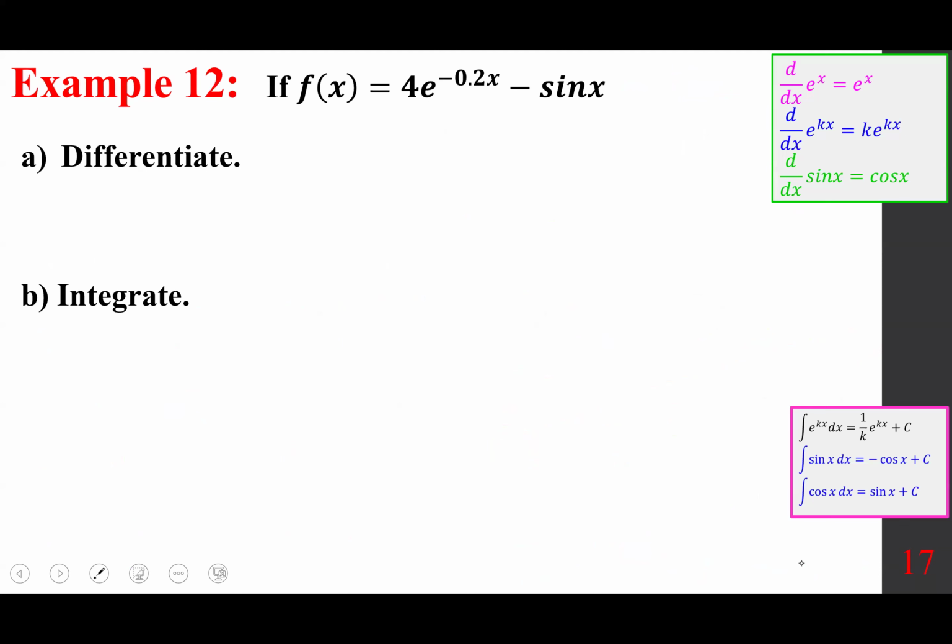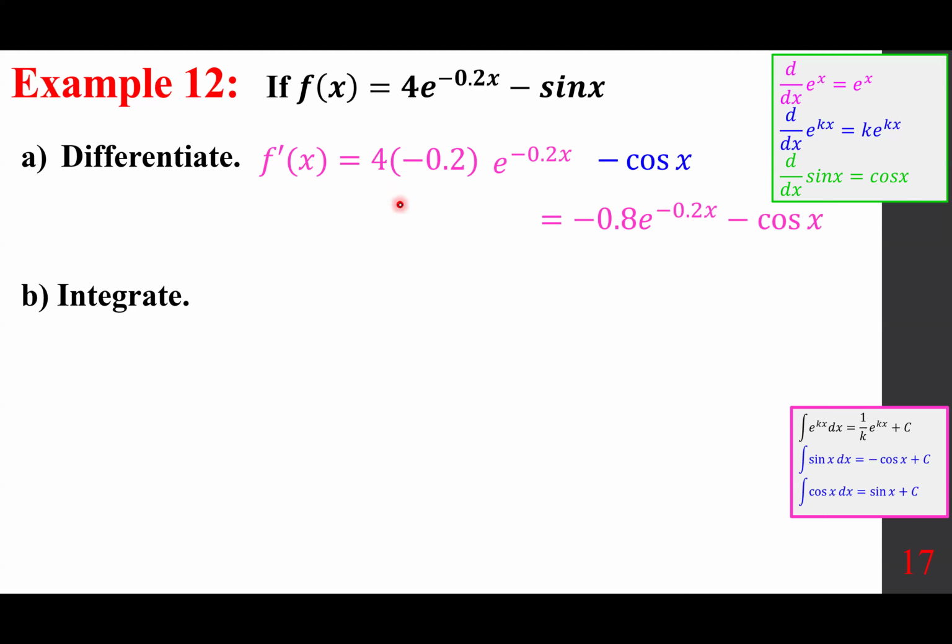F of x is given, we want to differentiate. When we are looking at the exponential, the derivative and the integral are the same, except in the case of differentiation, we multiply by -0.2, and in integration we divide by it. So 4 times -0.2 e to the power of -0.2x minus the derivative of sine is cosine. We put these two together, we get -0.8 e to the power of -0.2x minus cosine x.